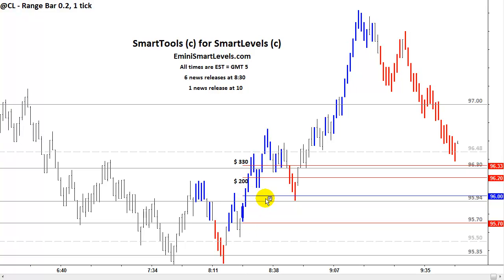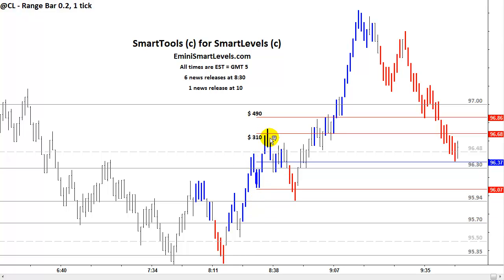The entry is above 95.94. Both profit targets are reached in very short order as price was attracted to this overhead 96.30 level. It pulled back and gave us a textbook trend continuation setup. Only reached the first profit target. Since it only reached the first profit target, you would ignore these blue bars in here for additional long setups because there's no trend continuation qualification.